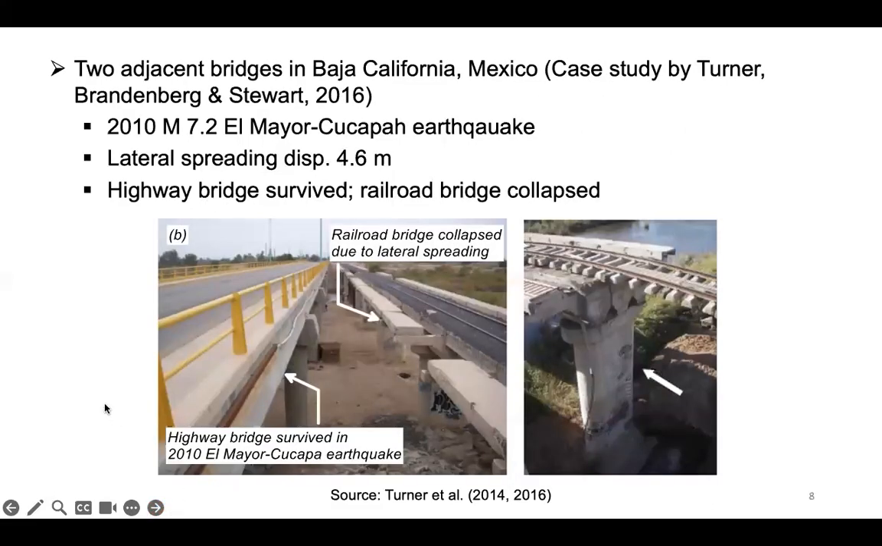Here's another good example. This is based on a case study that was documented by Ben Turner, Scott Brandenburg, and John Stewart on two adjacent bridges in Mexico that were subjected to the 2010 magnitude 7.2 El Mayor earthquake. The left bridge is the highway bridge that survived the lateral spreading. The bridge on the right is the railroad bridge that completely collapsed. The lateral spreading displacement in this case was up to 4.6 meters, a significant amount of lateral spreading.